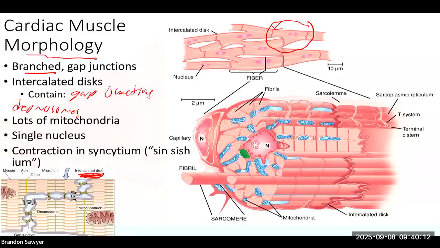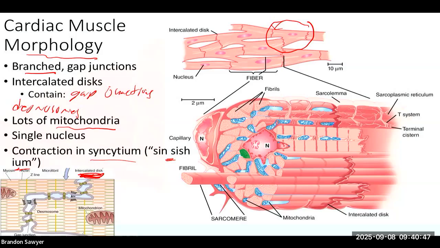Another thing about cardiac muscle cells that makes them different from skeletal muscle cells is that they're packed heavily with mitochondria. So lots and lots of mitochondria, very, very oxidative cells. Makes sense, right? We don't want these guys to fatigue. It's not in our best interest if these fatigue. They have a single nucleus instead of multiple nuclei like skeletal muscle cells because they're not super long and big like skeletal muscle cells, and they contract all together, which is a funny term, and I put the pronunciation in there for you. It's called syncytium.